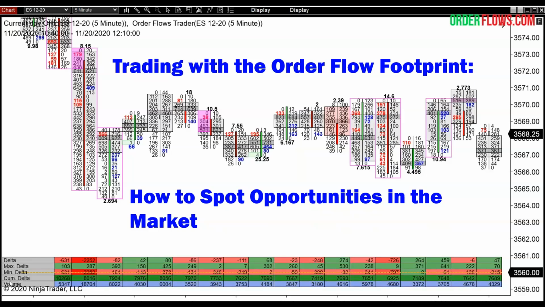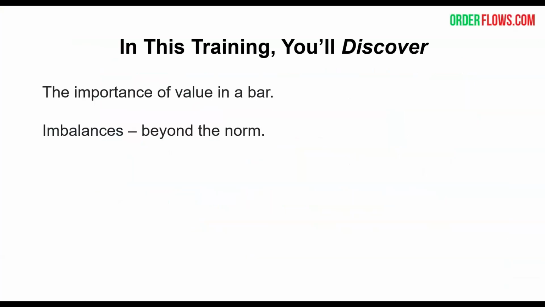What you're going to learn in this training is a couple of things. You're going to learn the importance of value in a bar, and I'm going to get into that a little bit deeper shortly. And you're going to learn more about imbalances. Most traders are familiar with imbalances and they look at them a certain way. I'm going to show you a different way that you can look at imbalances that can hopefully make a difference in your trading. Because at the end of the day, even though you're looking at information in the order flow that nobody else is looking at, you also want to look at it in different ways than everybody else that's looking at the order flow.